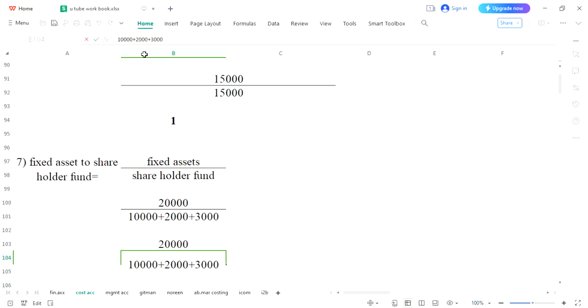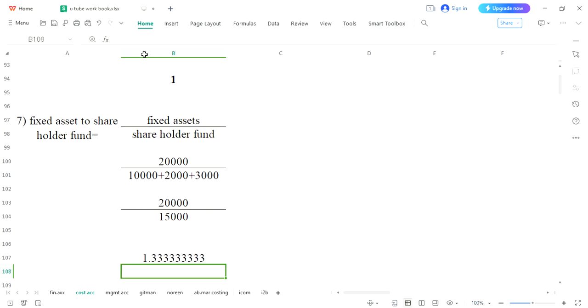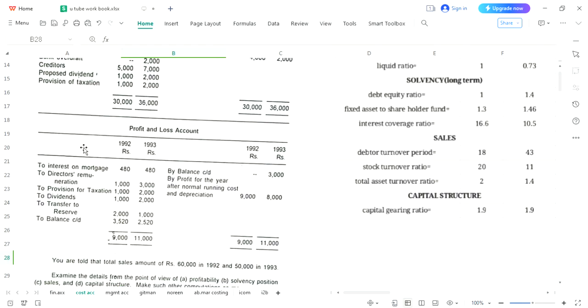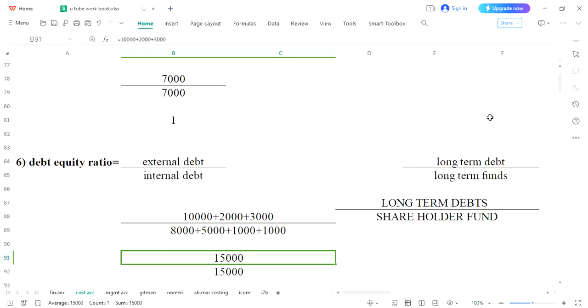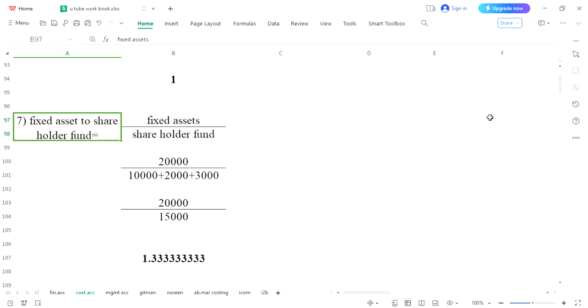Just calculating shareholder fund: capital plus reserve plus surplus. So we have found out the sum. Now fixed asset 20,000 divided by shareholder fund 15,000. So we have got 1.3. Fixed asset to shareholder fund is 1.3. So guys, in this way our seventh ratio has also been calculated.